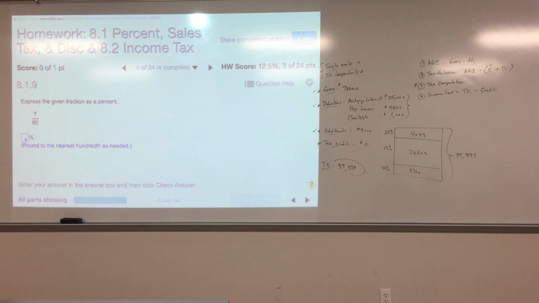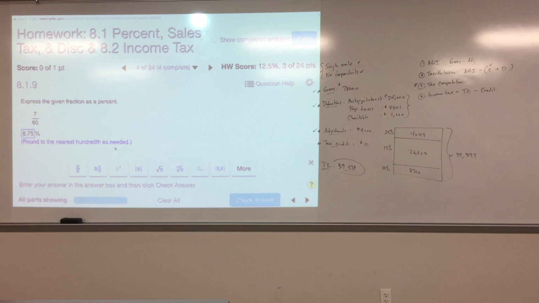Okay. Do this one. 7 over 80. What's that as a decimal? 0.0875. Is that the answer? No. 2 to the right should be 8.75. Now we actually need to pay attention to what they write in parentheses, round to the nearest hundredth. Is that to the nearest hundredth already?